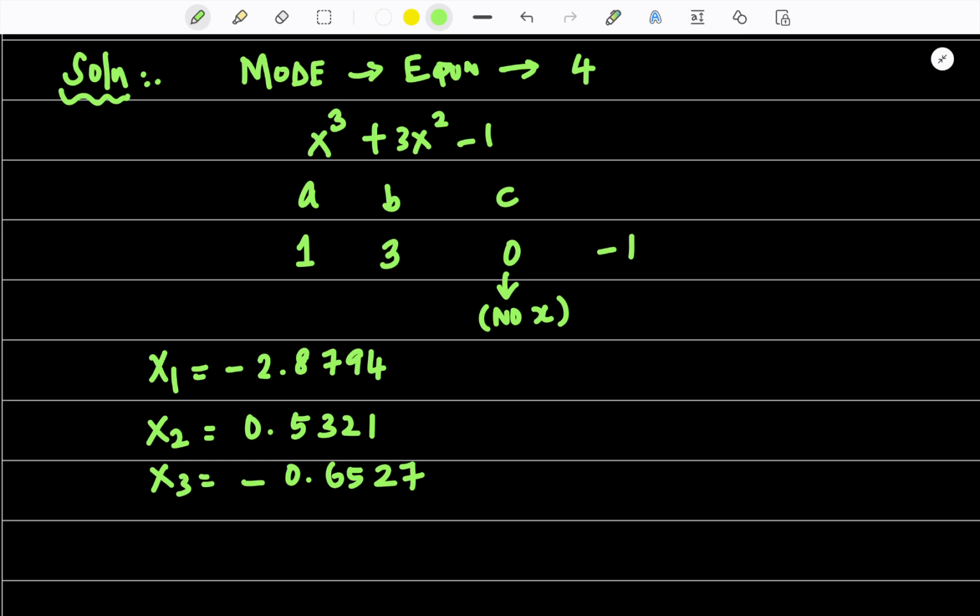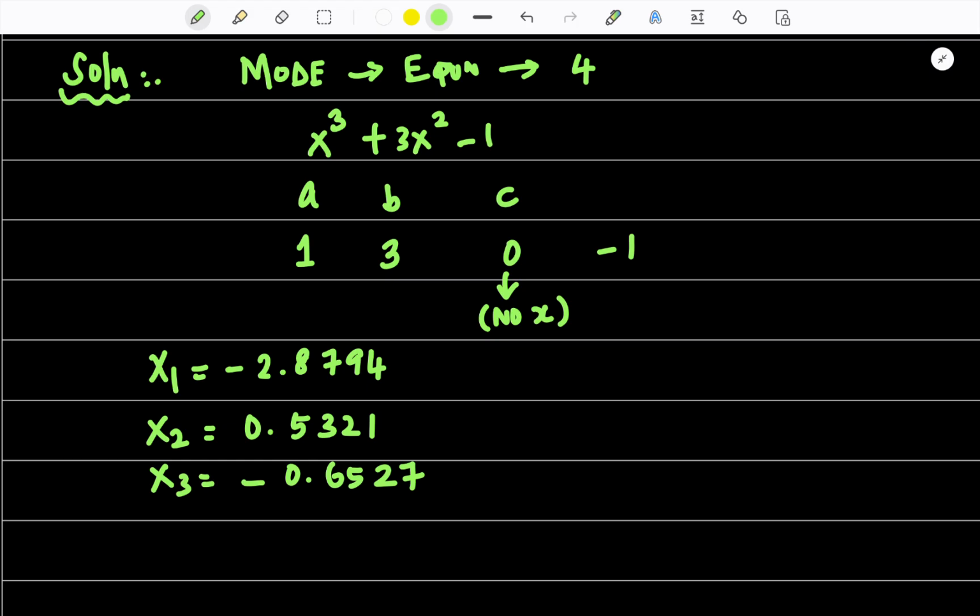So for all the questions in all the videos I did what? 3 solutions, but 1 solution is what? The real root. Remaining 2 roots are what? Mostly complex roots. But in this problem, it's totally different. All the 3 roots are what? Totally real numbers. Okay, right.